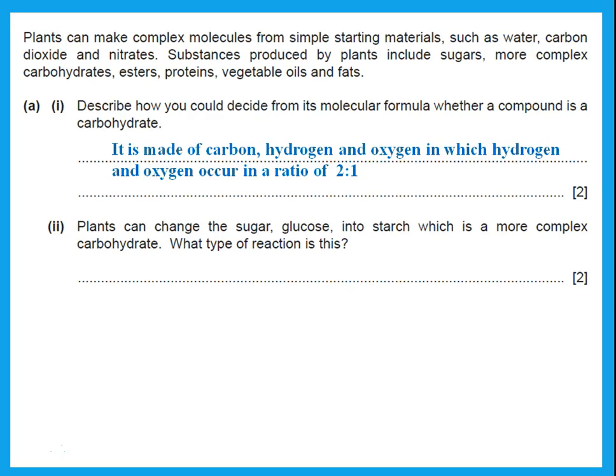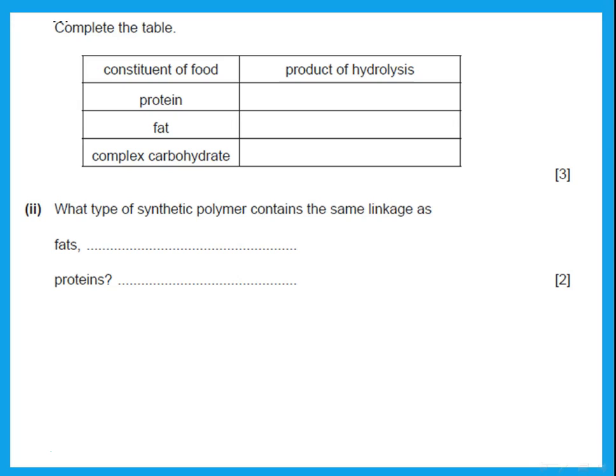Then he says plants can change the sugar glucose into starch, which is a more complex carbohydrate. What type of reaction is this? Remember that when we talked about it, making glucose into starch, that is a condensation reaction. Now breaking the starch into glucose, that was hydrolysis. So here he's starting with glucose and changing it into starch. This is a condensation reaction, and that's why we call it condensation polymerization.